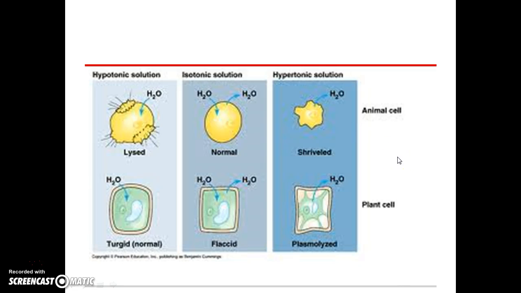Here are some examples. For a hypotonic situation, you have water moving into the cell. It's going to lyse or split or break. Here is an animal cell. This is a plant cell, so it kind of bulges the cell wall out a little bit. Isotonic, there's no net movement in or out. There's always movement in or out, but there's no net movement one way. So in both situations, the cell stays the normal shape.